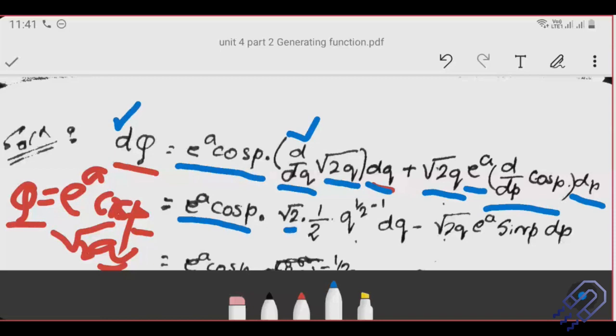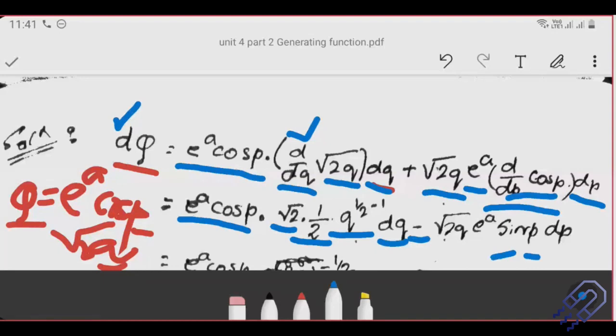So root 2 is common, can be taken out. We have to just differentiate d/dq of q to the power half. If we do that, we can just write it down as n x to the power n minus 1. So half q to the power half minus 1 into dq. And then d/dp of cos p is minus sine p. So there is a minus sign there, and then minus sine p dp, and root over 2q e to the power a.